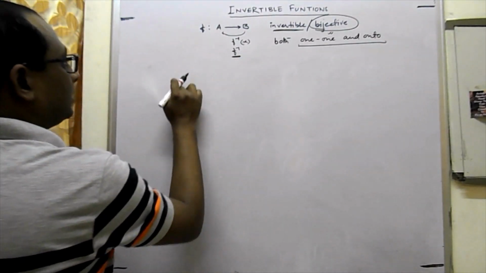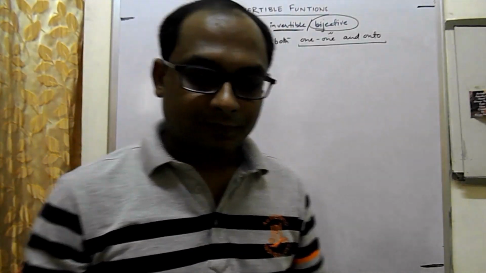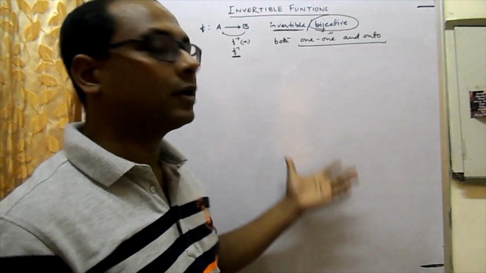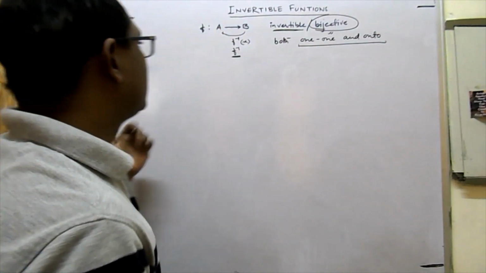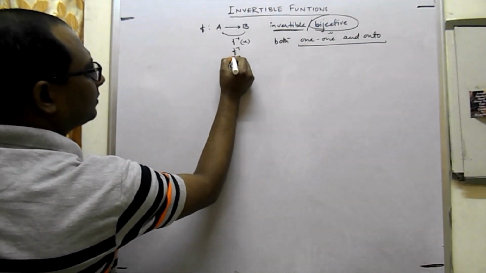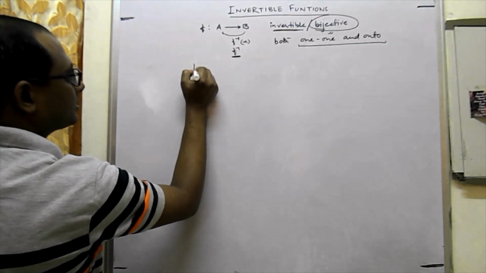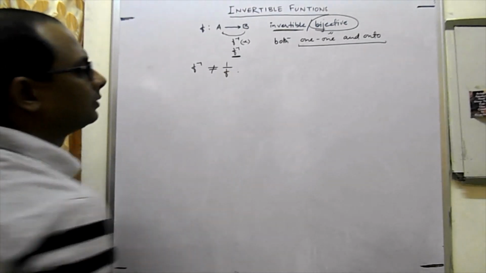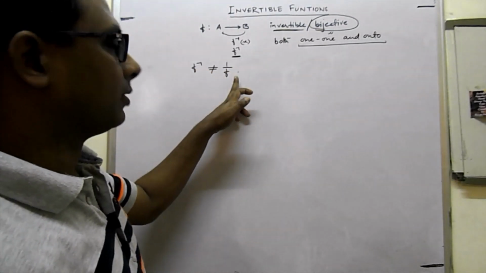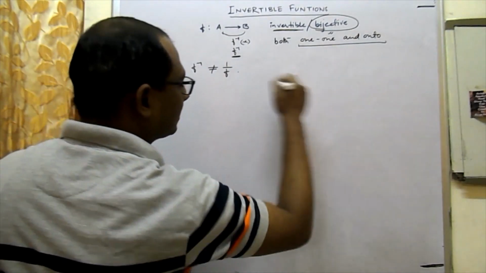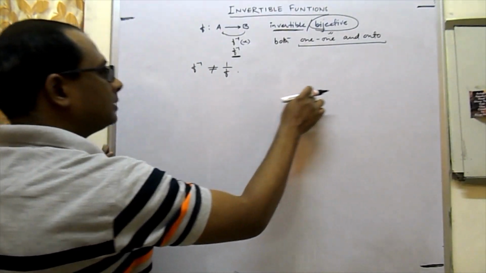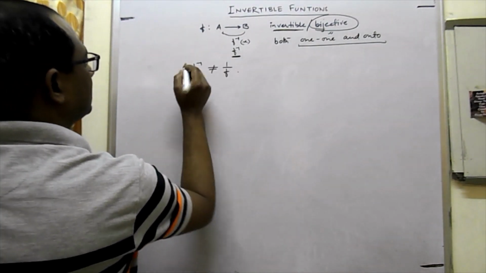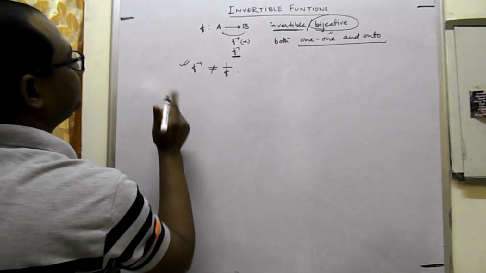Now we are going to learn a few properties, a few results which we are going to use when we solve problems. Before going into the properties, we must notice that f inverse is never going to be equal to 1 by f. In fact, f inverse is another function running from the range of f to the domain of f. This has to be kept in mind.